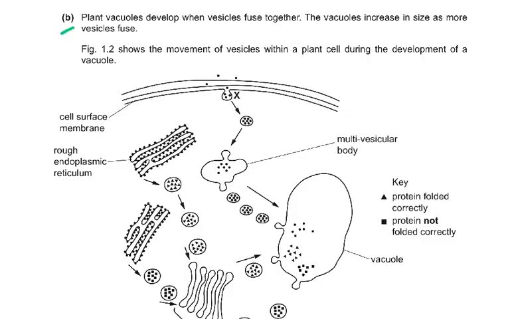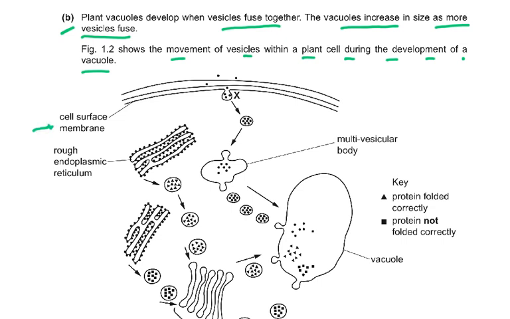Then it says part B, plant vacuoles develop as vesicles fuse together. The vacuoles increase in size as more vesicles fuse. Always read the question very carefully and read it twice so that you understand what the question is asking you. Figure 1.2 shows the movement of vesicles within a plant cell during the development of a vacuole. Vesicles, development of a vacuole, two different things.